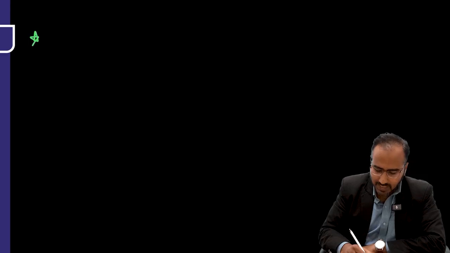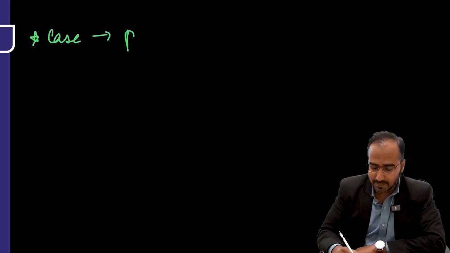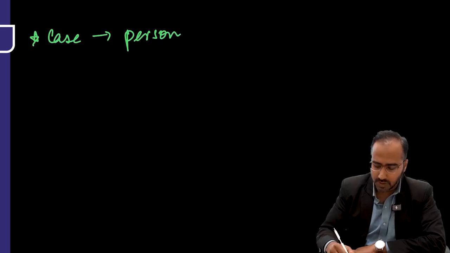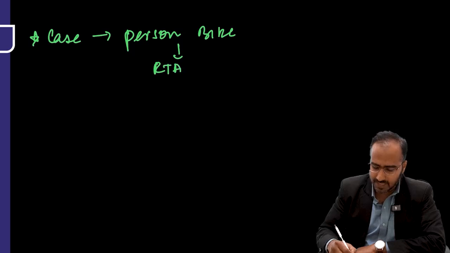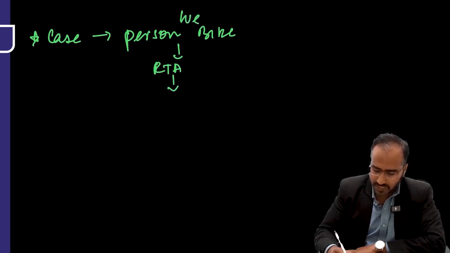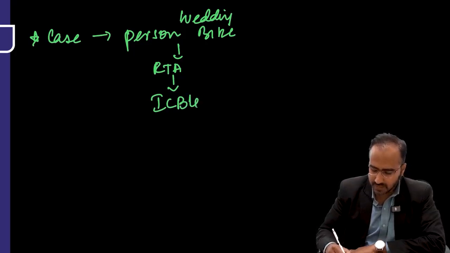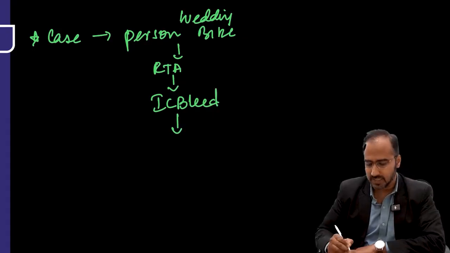In that case, I mentioned that a person was riding a bike. While discussing the PAC, I told you a person was riding a bike, coming from a wedding. He met with a road traffic accident and is being diagnosed with an IC bleed. And the surgeon is calling you for giving anesthesia.